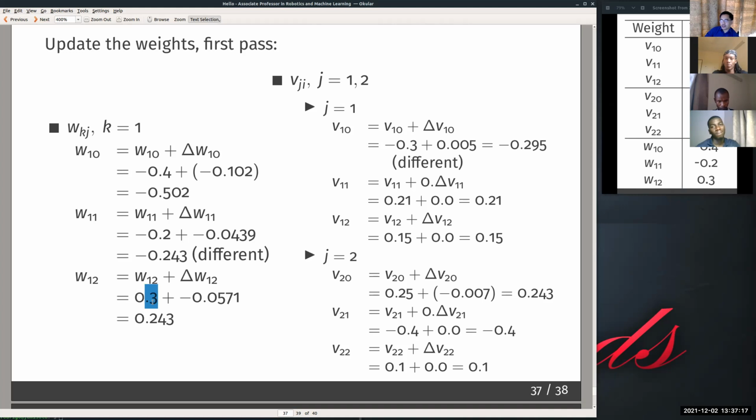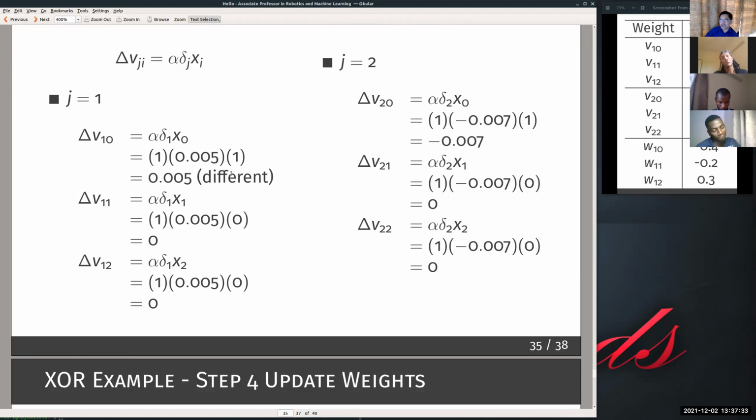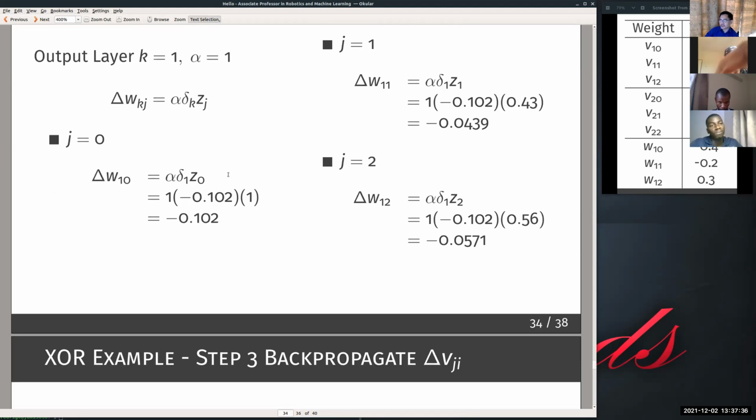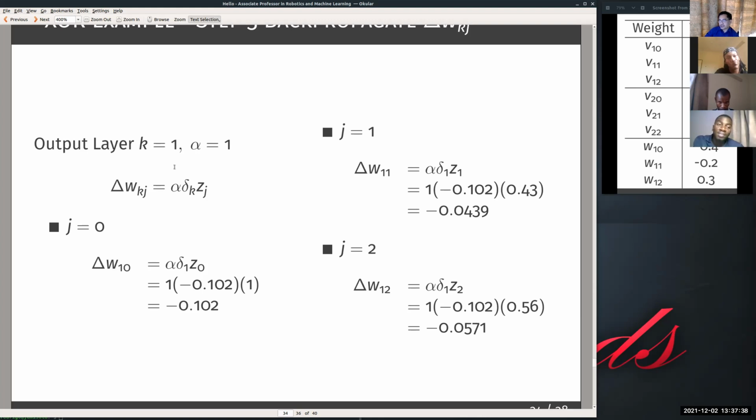Okay. So now our problem is computing what all these delta W's are, delta W10, delta W11, delta W12, that will give us the new values of the W's. So what is your delta W10? The delta W is this one, alpha times delta 1 of Z1, where in this case your delta K is 1, and your J can be 0, 1, and 2.